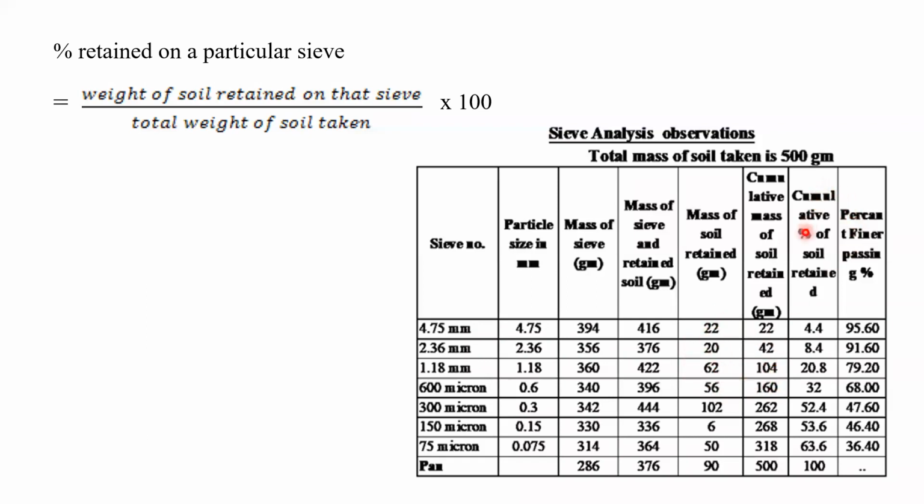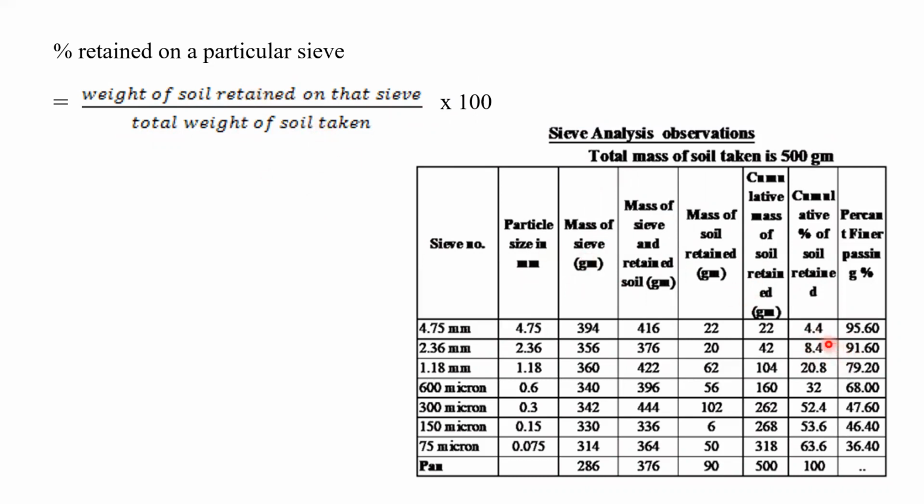After that, you can see in this column, the cumulative percentage of retained soil. How can we find it? The formula is also given there: weight of soil retained on that sieve divided by total weight of soil taken. Suppose on the first sieve 4.4 grams is retained. Then 4.4 grams we put in the numerator, and in the denominator, 500 grams. So 4.4 divided by 500 times 100 gives the percentage retained. The cumulative retainment we can also get this way, by the same formula.